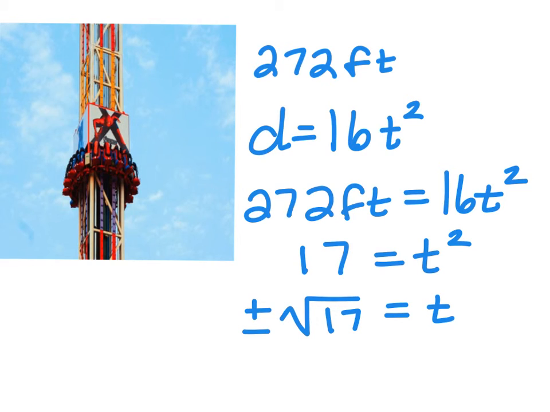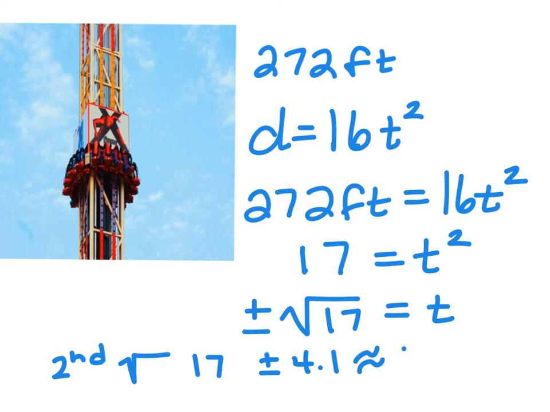Then we can use a calculator to approximate the square root. So on your calculator, you're going to see a little button that's labeled second. You're going to press that second button, and then you will press the button that has the radical symbol on it. Then you will enter 17, and the answer that will be produced will be plus or minus 4.1 when we approximate that square root.